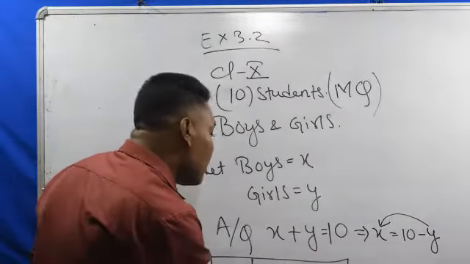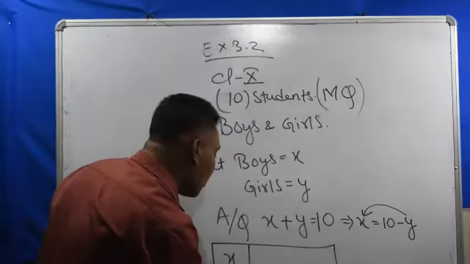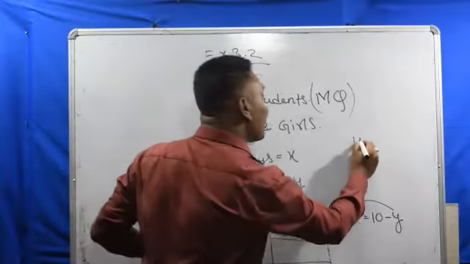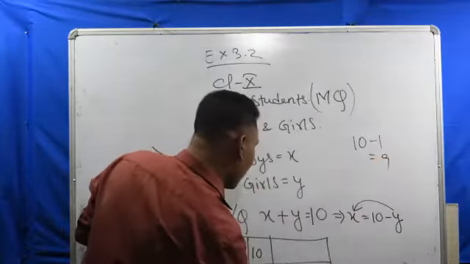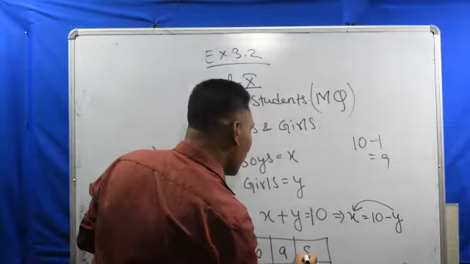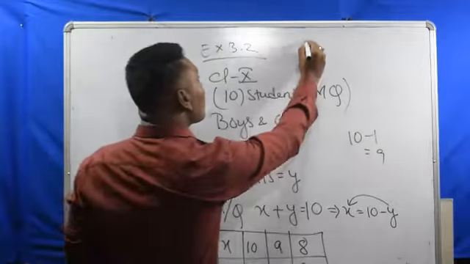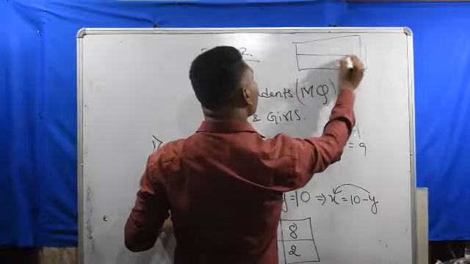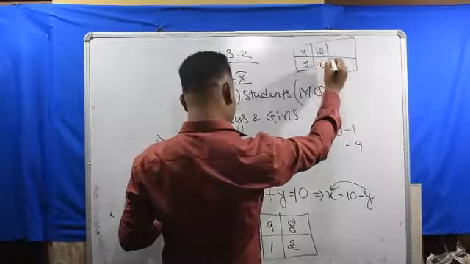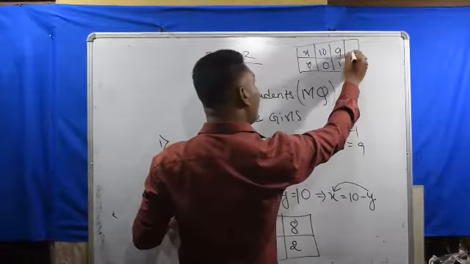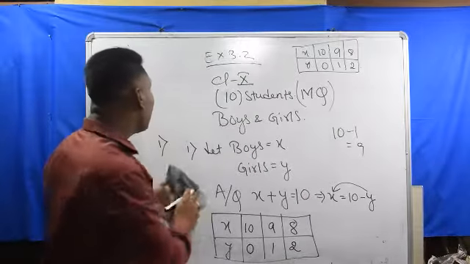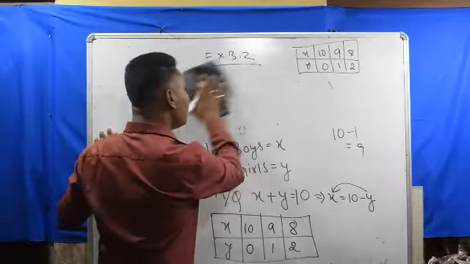If I change the value of y as 0, then x will be 10. If I take y as 1, 10 minus 1 is how much? 9. And if I take 2, then 10 minus 2 is 8. So the coordinates we got for the first part are 10, 0; 9, 1; and 8, 2. This much we got. After that, let's see the next part of the question.